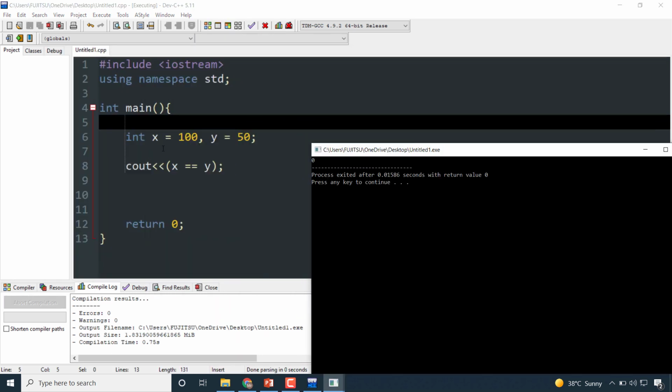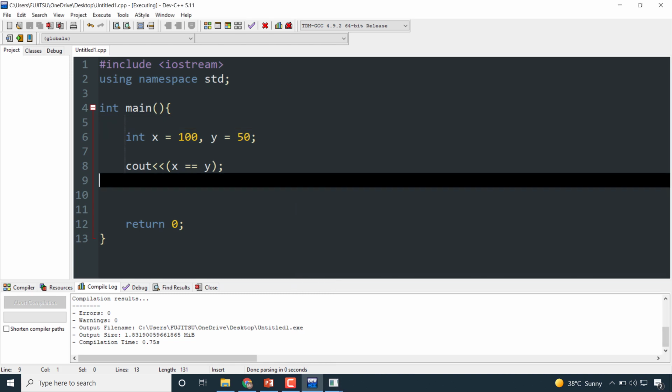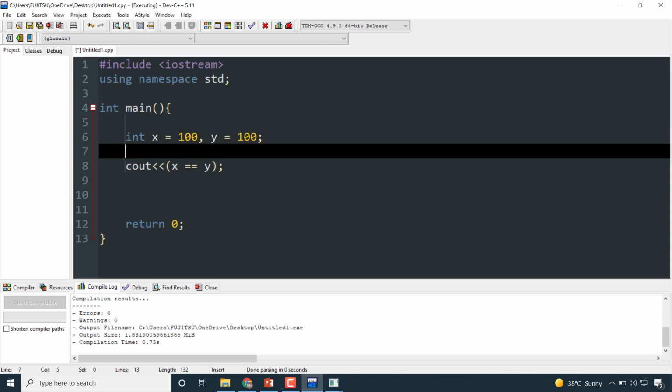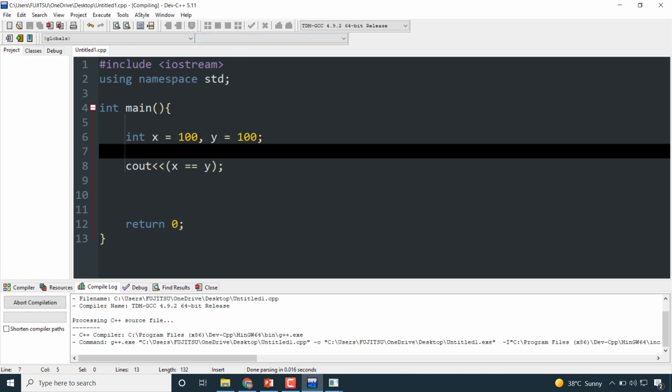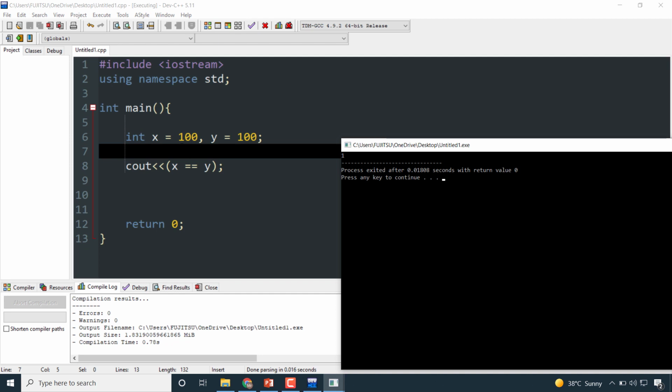So x is 100 and y is 50. These are not the same or not equal, so it is returning 0. 0 means false. And if I make y 100, its value will be 1, because x equal y, x is 100, y is 100, both are equal and the same.